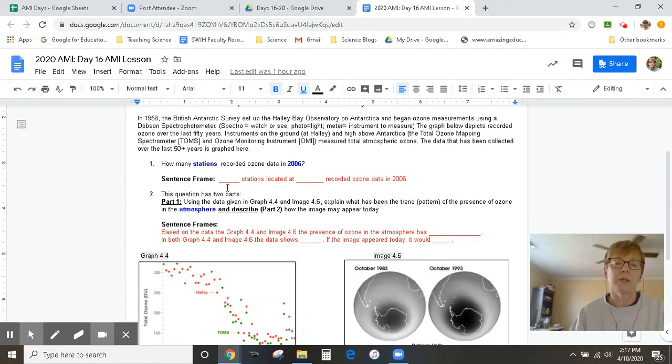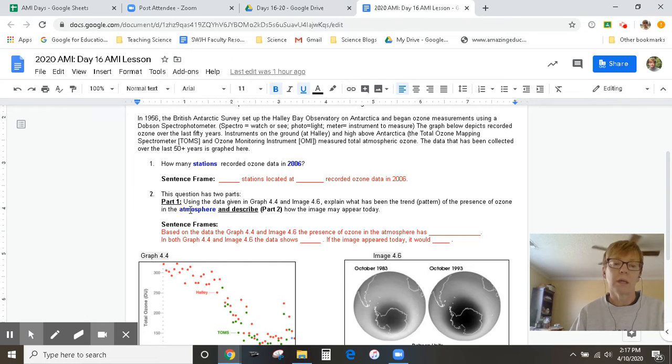The sentence frame that you might want to use is "blank stations located at blank recorded ozone data in 2006." I added "located at" in the sentence frame just to help you zero in on the right information that the question is really asking for. Because remember, it's asking for stations, and in the passage it talks about stations and instruments. So be careful what information you give for this question.